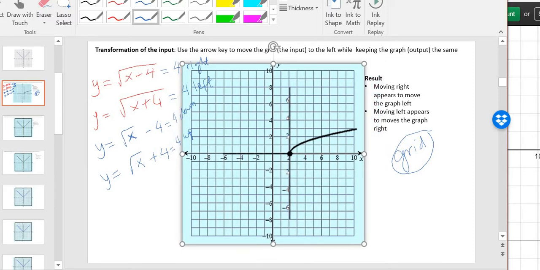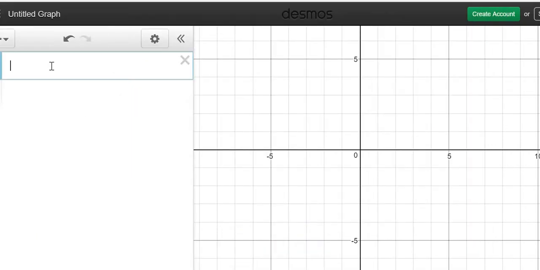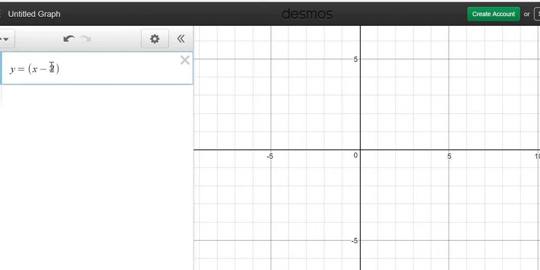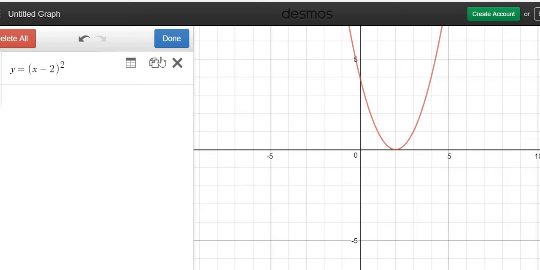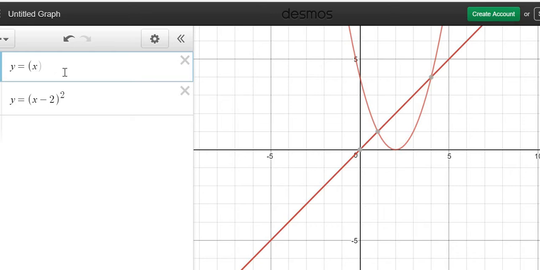All right, now I want to confirm this on Desmos for you to see. So here is Desmos. I do y equals, let's use a quadratic, (x minus 2) squared, for example. All right, see now, minus 2. Let's do the parent first of all. Let's just copy this and make the parent. This is the parent, x squared.